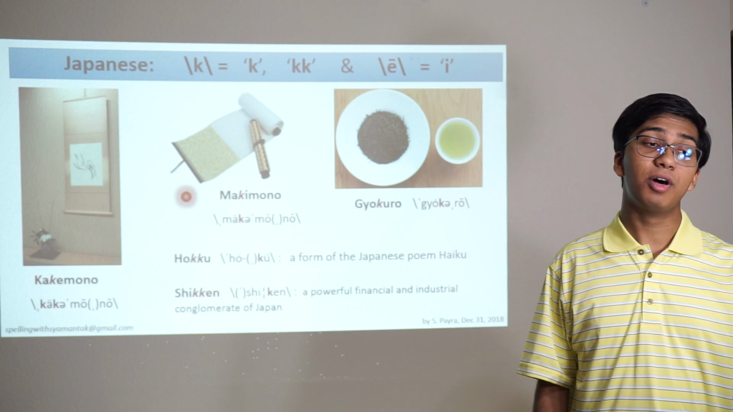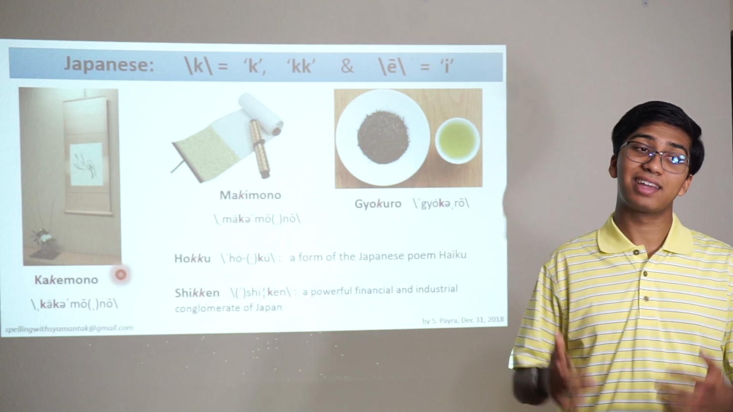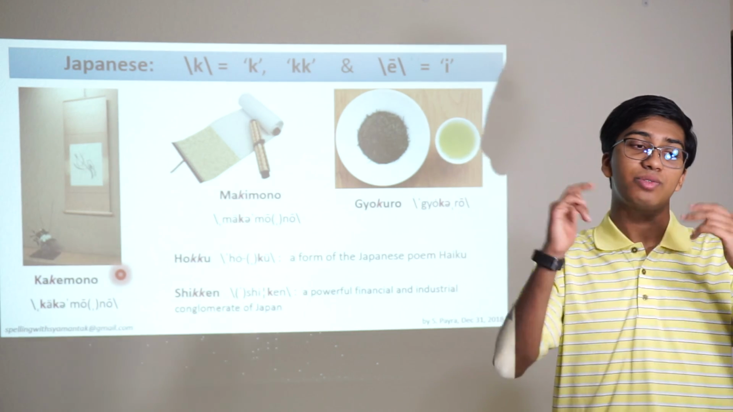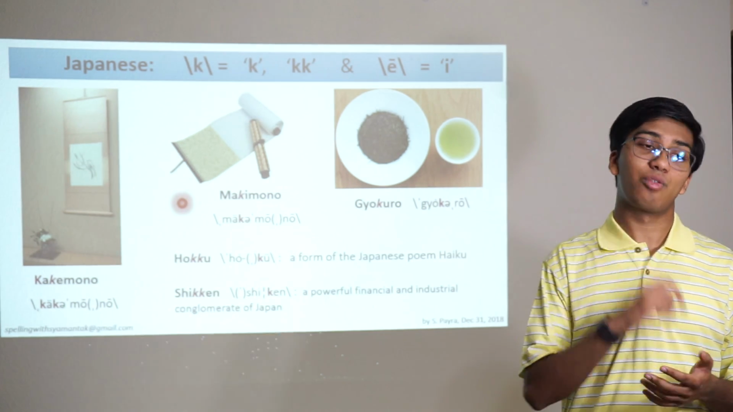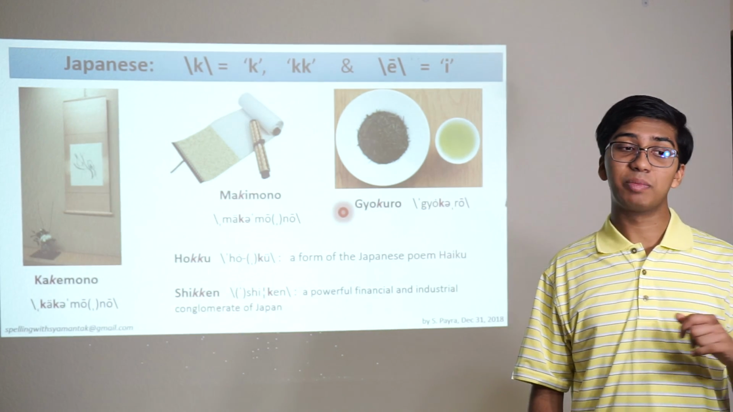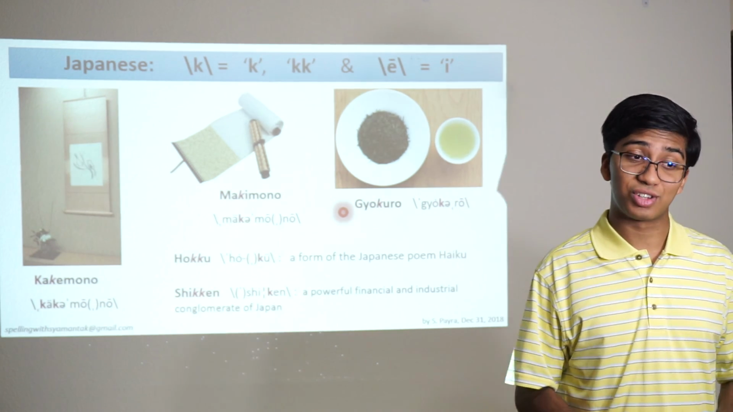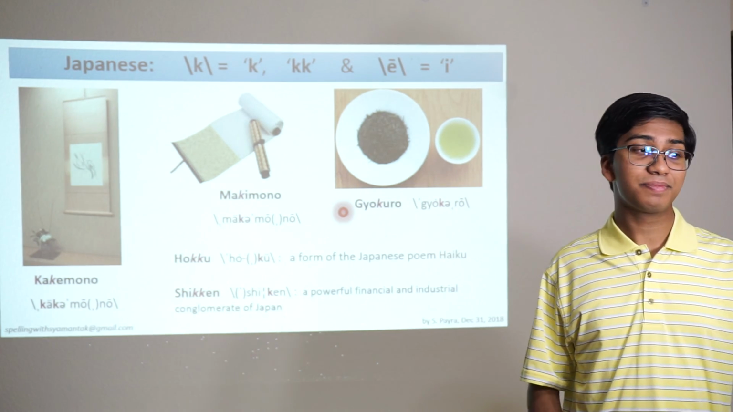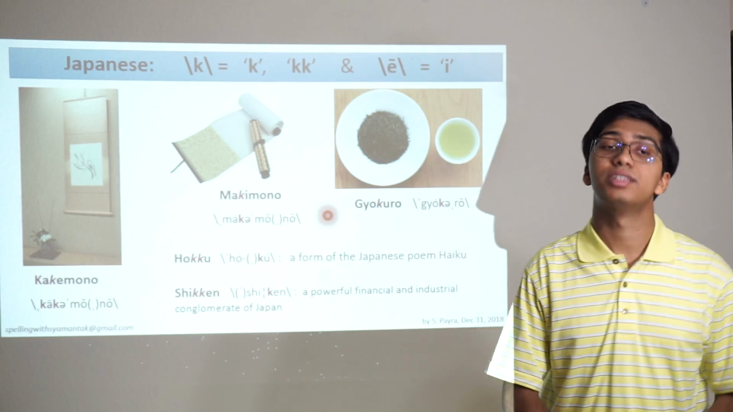Kakemono, makemono. Kakemono means a picture or writing on silk, where you hang it and it has a roller so you can roll it. Makemono is a picture that's mounted and rolled. Gyokuro, a type of tea. It literally means dew or precious dew. It's a high-grade tea. All of these just have one K wherever you have a K sound.